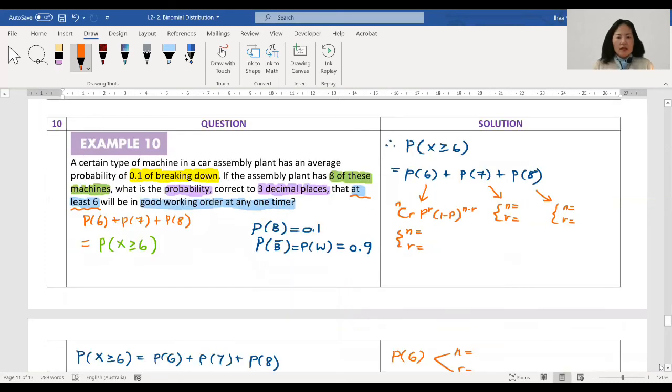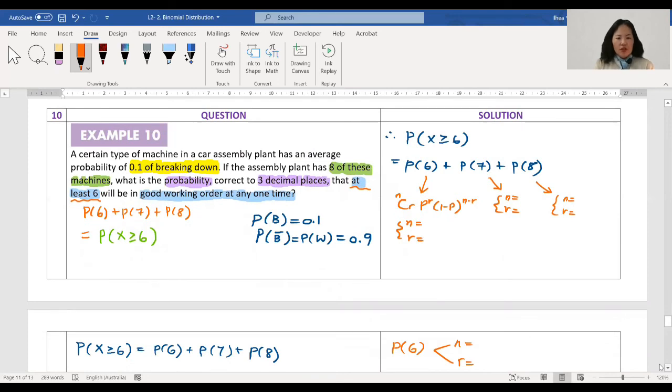The answer is 125 over 3,888. Example 10. A certain type of machine in a car assembly plant has an average probability of 0.1 of breaking down. If the assembly plant has 8 of these machines, okay, so I can see my N right now. What is the probability, correct to 3 decimal places? Now it's not a fraction, it's a decimal. At least 6, okay, this is a tricky word: at least 6 will be in good working order at any one time.